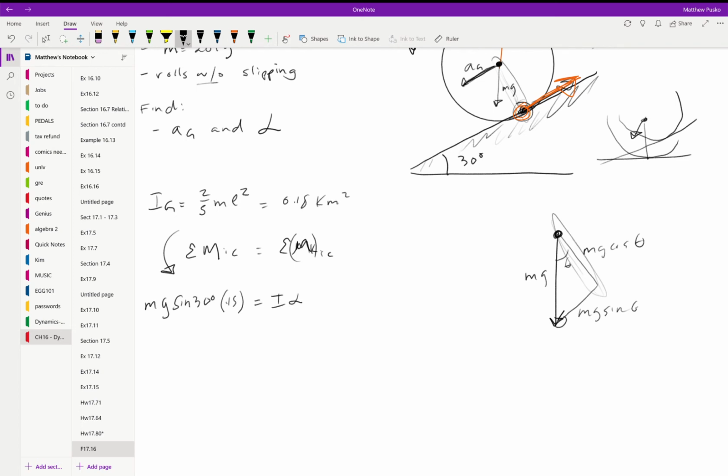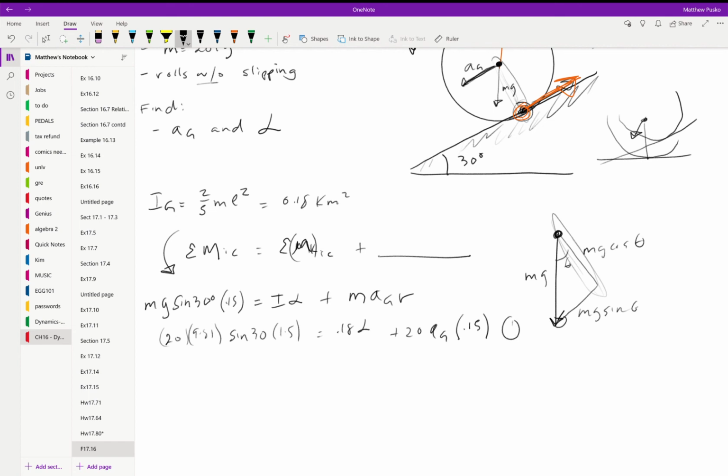We're just going to use I alpha, but then we have to consider mass times the acceleration due to gravity times the radius r. That's this part right there. Right, there's some extra stuff. That's our kinetic moment. Okay, I can get 20 times 9.81 times the sine of 30 times 0.15. That's all just a number. It's equal to 0.18 alpha plus 20 times the acceleration of g times 0.15.